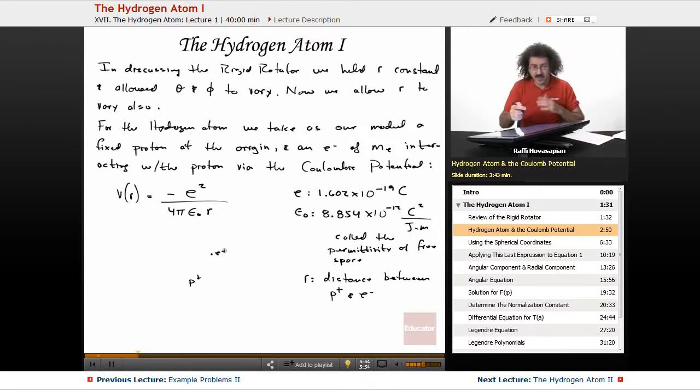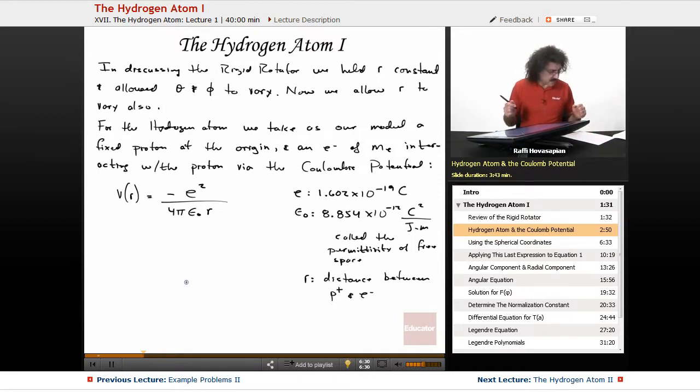Now, so basically we dealt with this rigid rotator, which is a perfect sphere, and then all we've really done is now allow the electron to move in and out, get close to the proton, get far from the proton. So we still want to work in spherical coordinates because the symmetry of the situation naturally lends itself to spherical coordinates. That's why these various coordinate systems exist, because certain problems lend themselves to a particular coordinate system, so the math actually becomes easier.